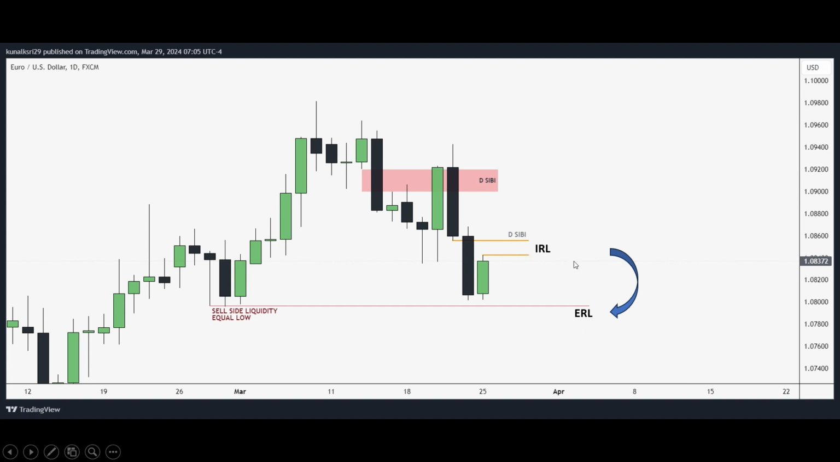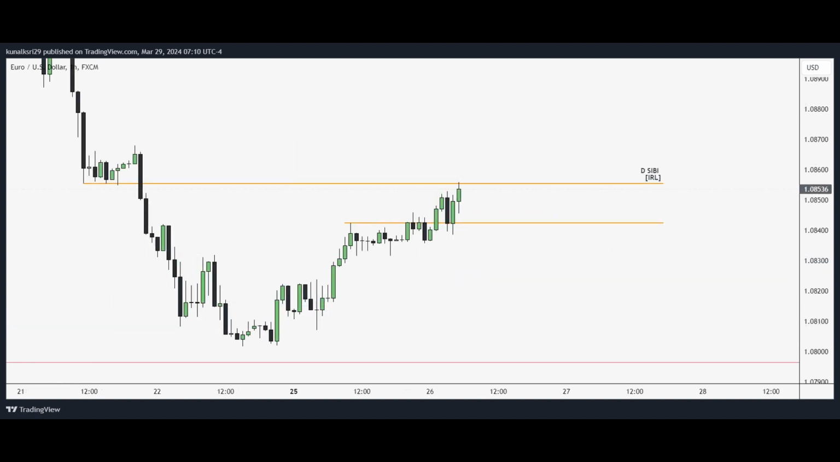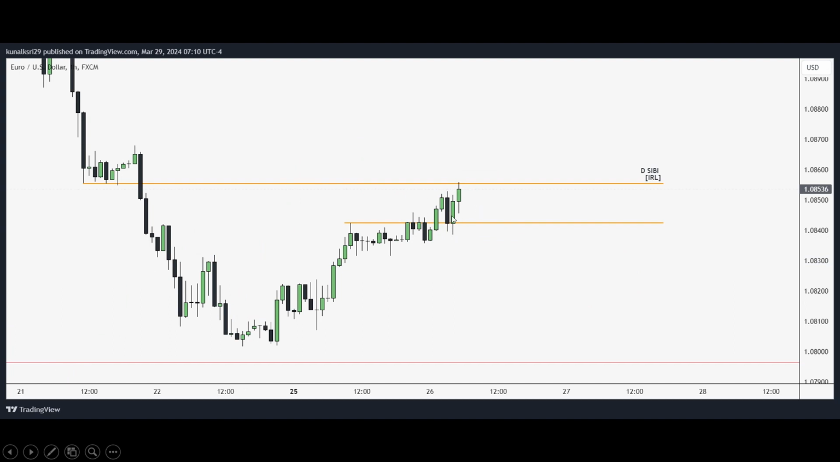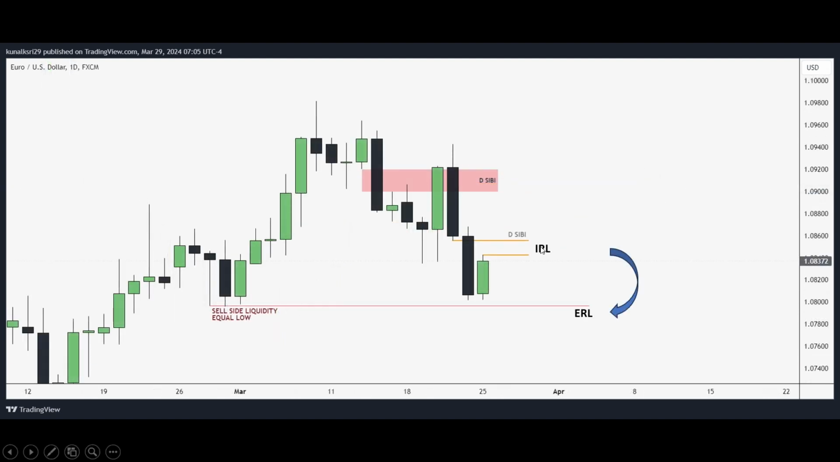And if you don't know what internal and external is, make sure to go and watch my video where I discuss internal and external range liquidity. So this is a 1 hour time frame, by the way. We tap this daily sell side imbalance on Tuesday. Basically on Tuesday, on the 26th, you can see the date also below, the daily fair value gap, the daily sell side imbalance we formed, on Tuesday we tapped that level. Can you spot anything here? So now we know we are going from daily internal to external, right?